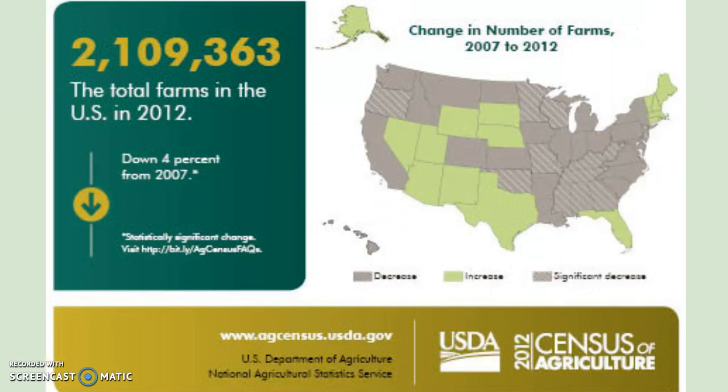This map here shows the increase and decrease of farms in specific states. The total number of farms in the United States in 2012 is 2,109,363.